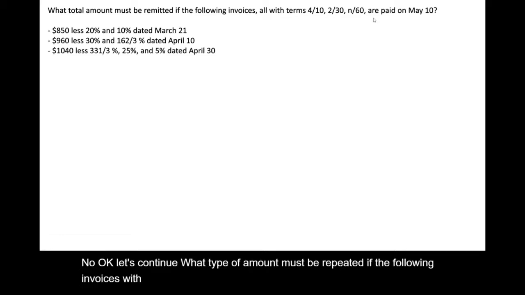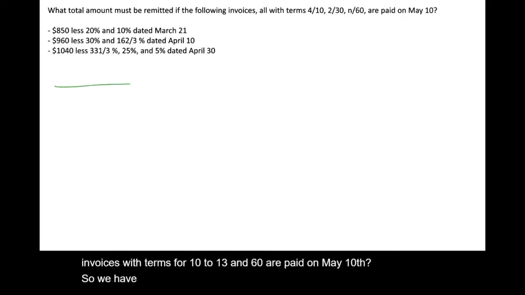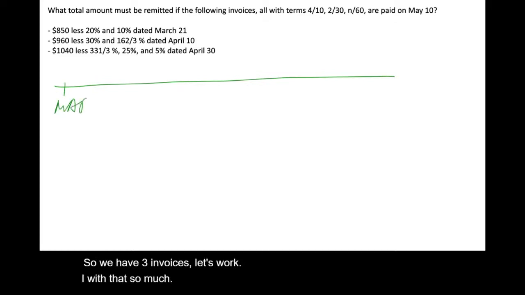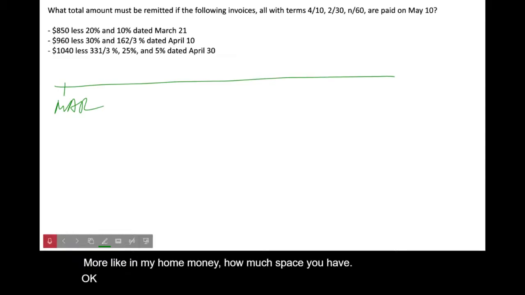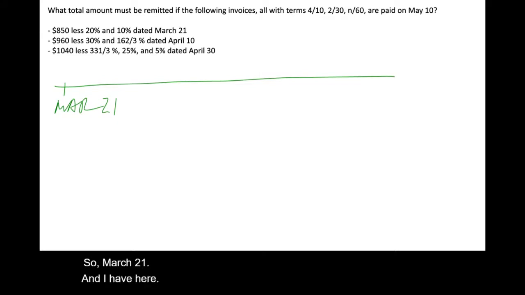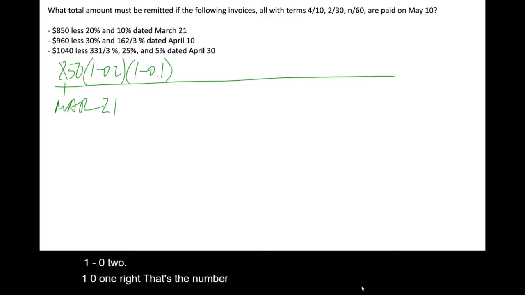What total amount must be remitted if the following invoices with terms 4/10, 2/30, net 60 are paid on May 10? So we have 3 invoices. Let's work with them. So March 21, and I have here 850, 1 minus 0.2, or 1 minus 0.1, right? That's the number.